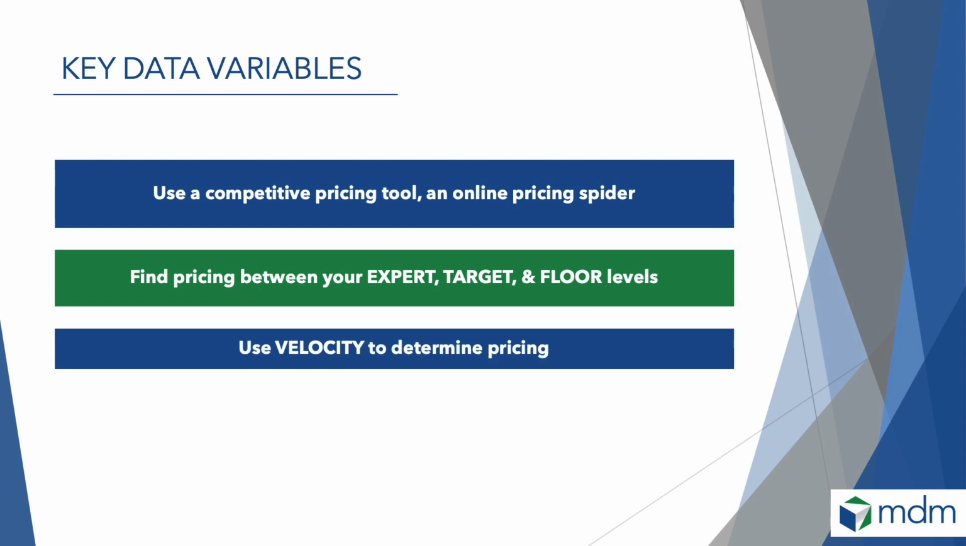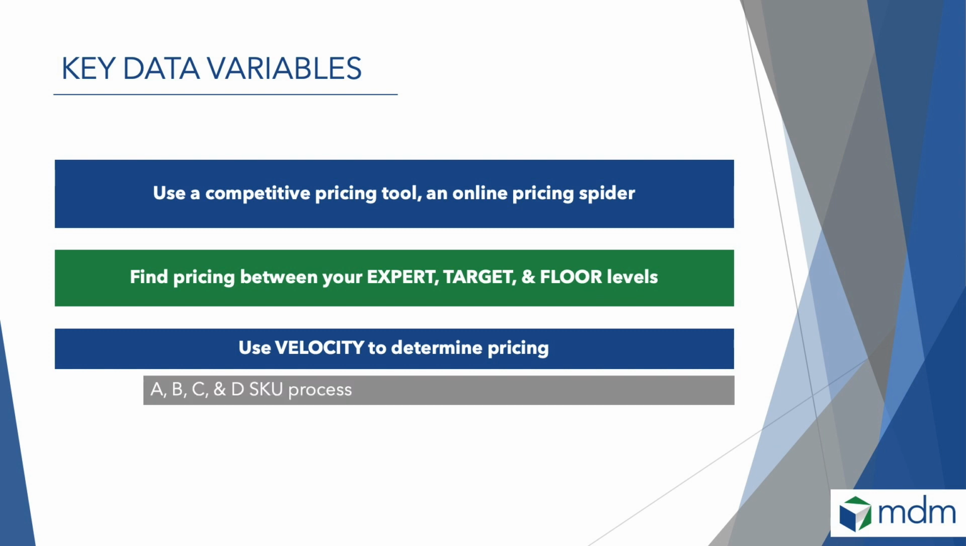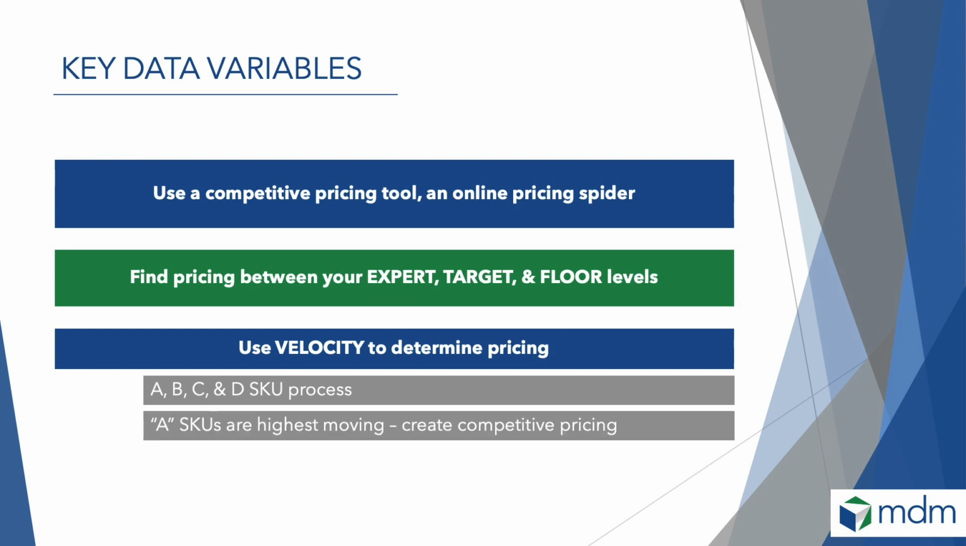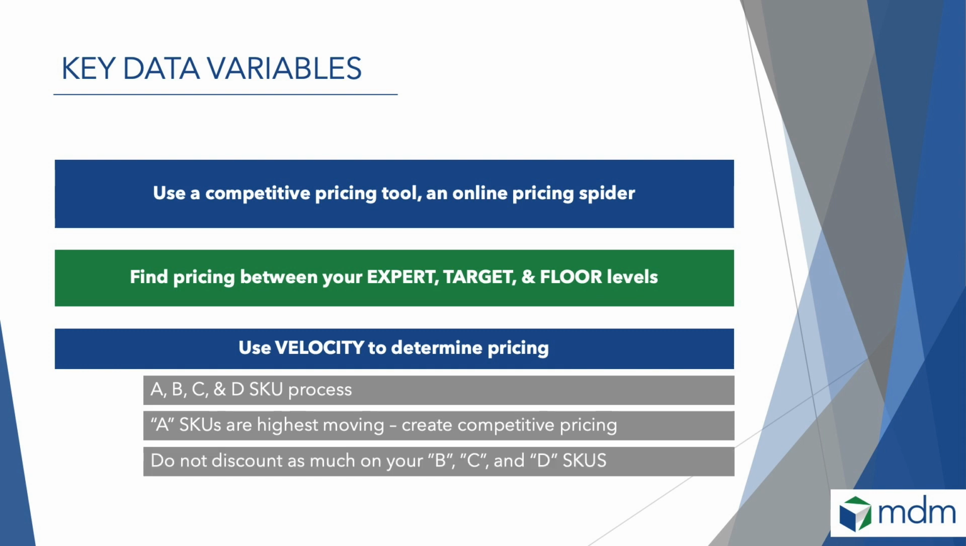The other thing I recommend is to use velocity as a key variable in how you do pricing. Every distributor has an A, B, C, D SKU process where your A SKUs are a small number of SKUs, but they're your highest sellers. Many view this as the top 30% of my sales, which come from a really small set of SKUs. So in a 50,000 SKU distributor, the SKUs that make up 30% of their sales may be less than 500. Those would be titled A. Then your next highest moving SKUs are B and C, and D are your slowest moving SKUs.